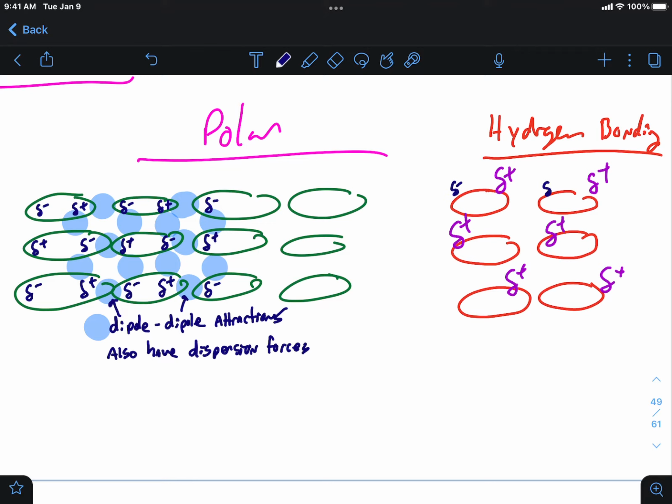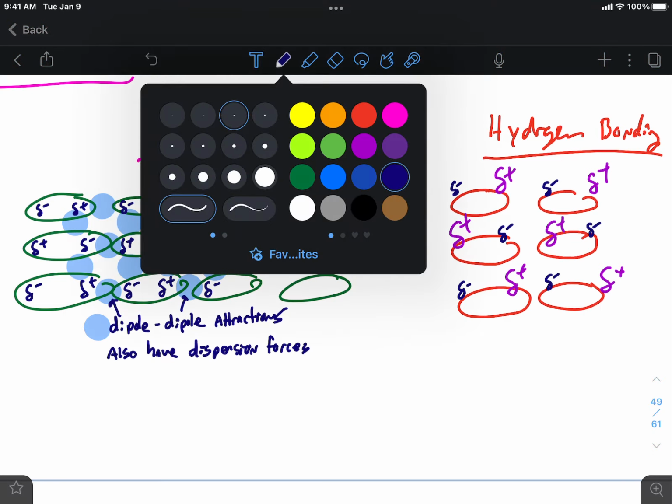delta negative, delta negative. What I'm trying to do here is draw these partial charges larger because the partial charges in hydrogen bonding are greater than the attraction in dipole-dipole.